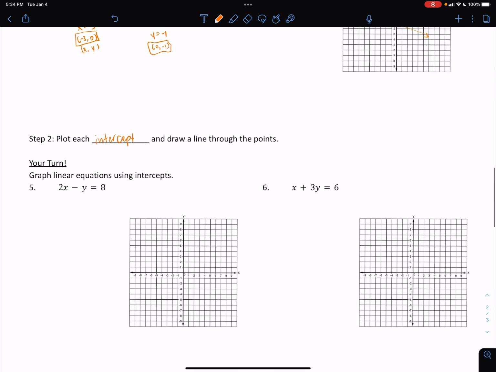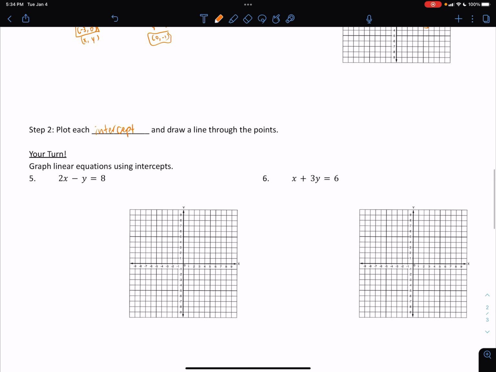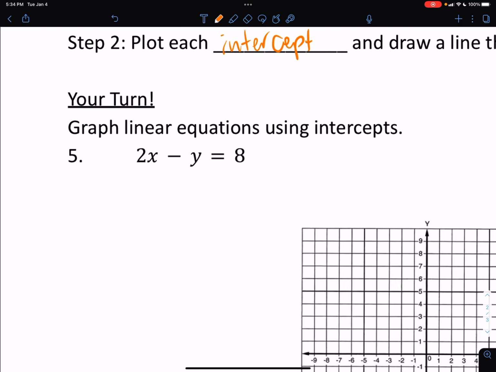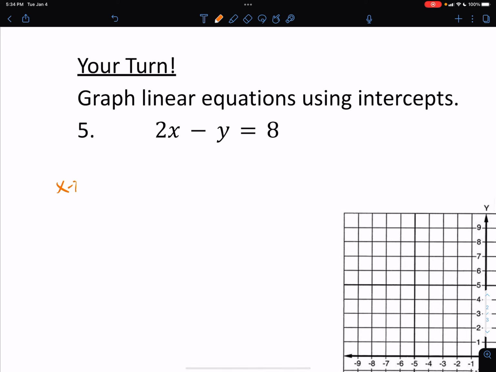Okay? So why don't you graph these 5 and 6 on your own, and then we'll go over them together. Okay, so same thing. Let's find my x-intercept first. Your x-intercept, this is when y equals 0, so I'm going to plug in 0 for y. 2x minus 0 equals 8. 2x equals 8. I got x equals 4, so that means it's going to be 4 comma 0.